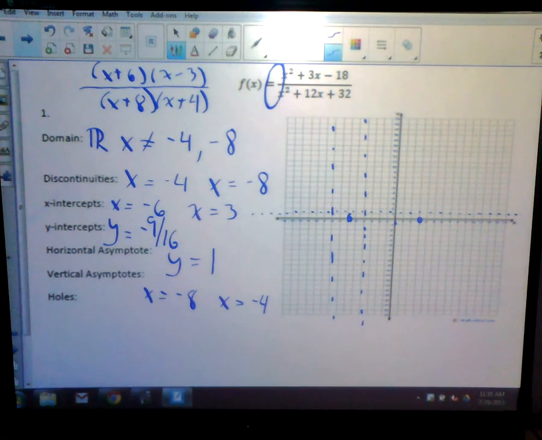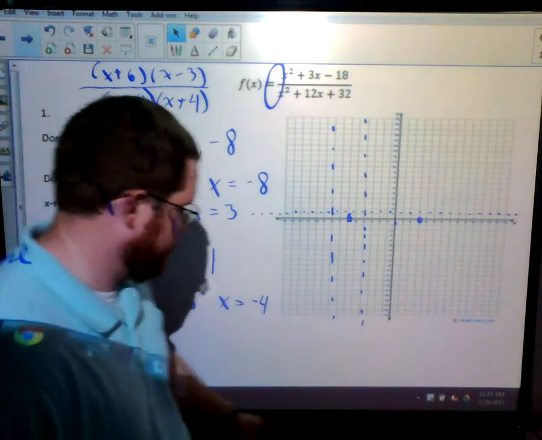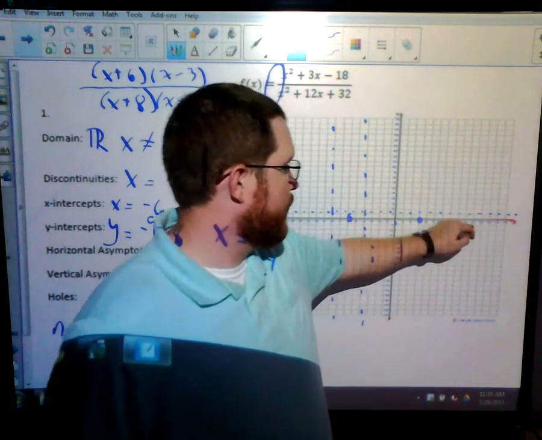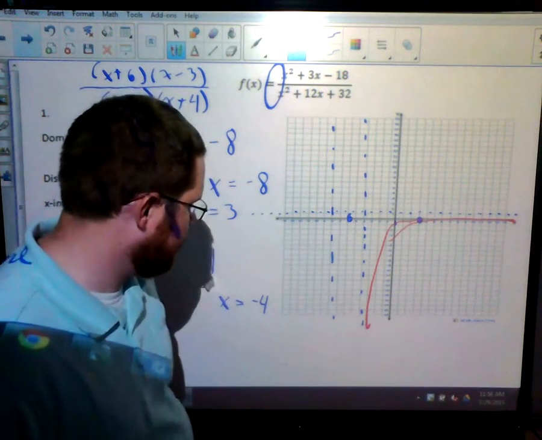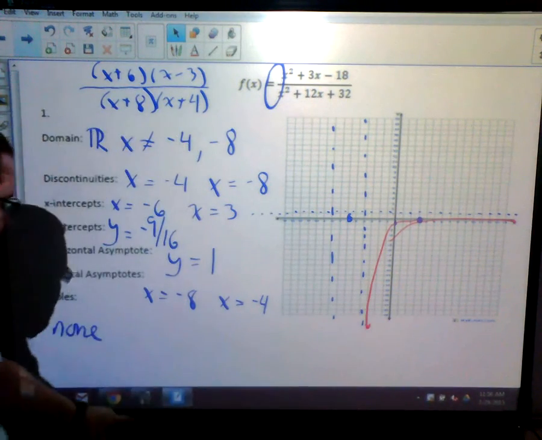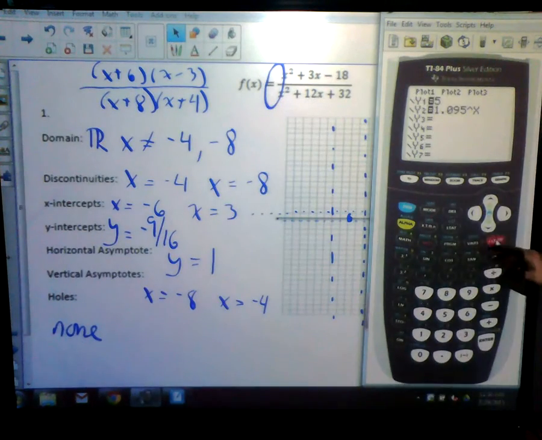Where are the holes? Well, holes are what cancels out. Nothing canceled out. So there are no holes. So I know my graph is going to look like this. It's going to come along right like this, along that asymptote, go through those 2 points and go down. But I need a calculator to kind of help me see the rest of it. So let's graph it, just get an idea what this thing looks like.